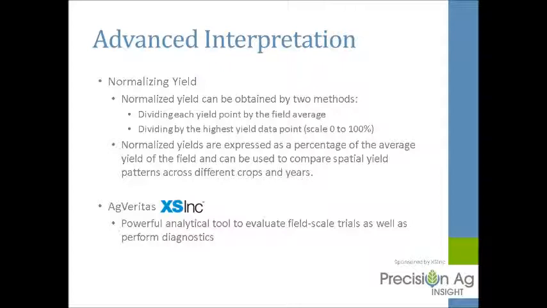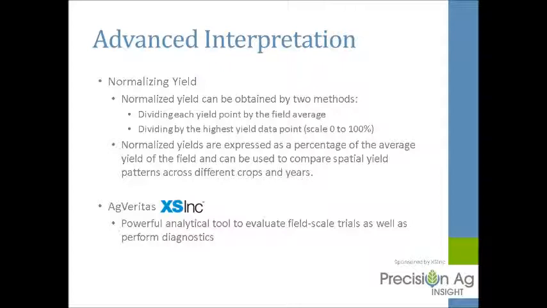And this is the way I prefer, because this really gives you an indication of what areas in the field are above average and below average. Another method for normalizing would be dividing by the highest yield data point, but this obviously will give you a 0 to 100 scale. So it's not as clear a picture of what is high yielding or above average yielding in the field and what's below average yielding in the field.